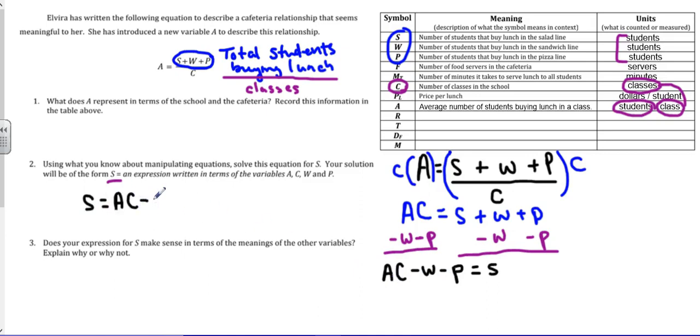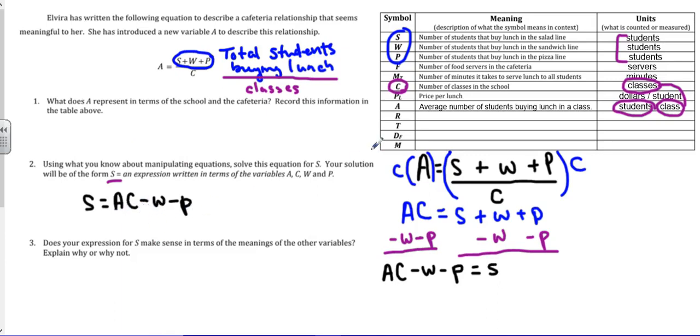So AC minus W minus P. And there we have it. We have all of these variables with the expression that is equal to S. Number 3 asks if our expression for S, so if this equation, does it make sense? Remember, an expression does not have an equal sign, and an equation does. So does this whole equation make sense, having this expression on this right side?